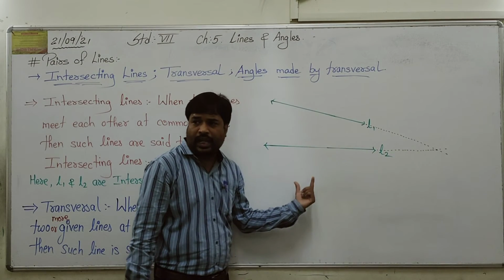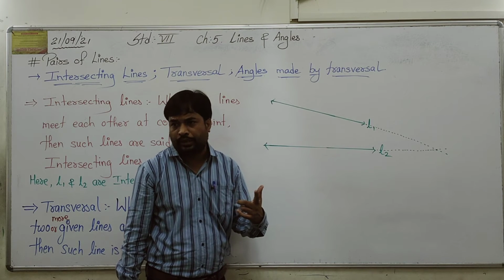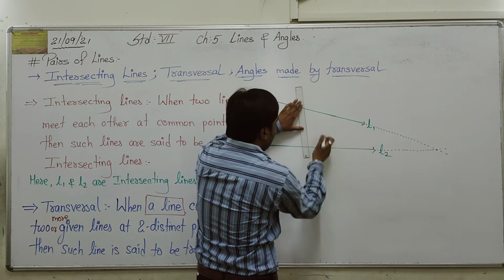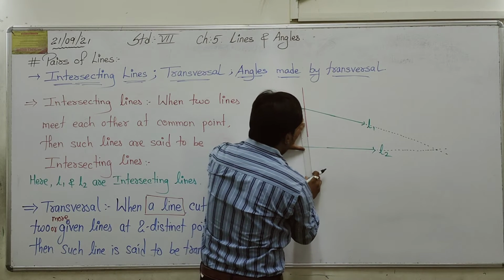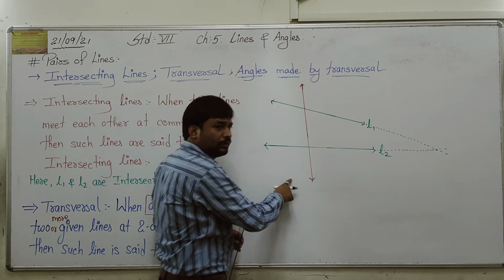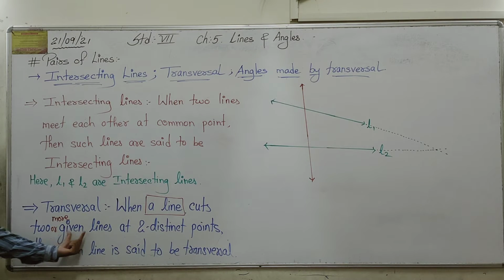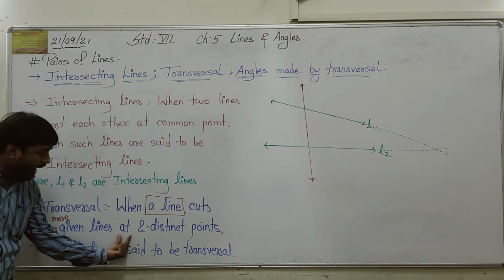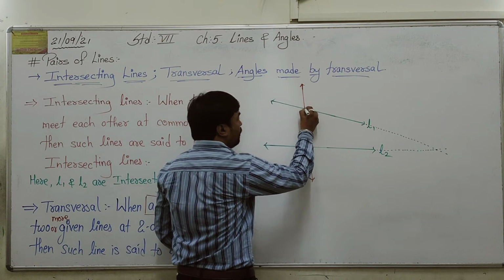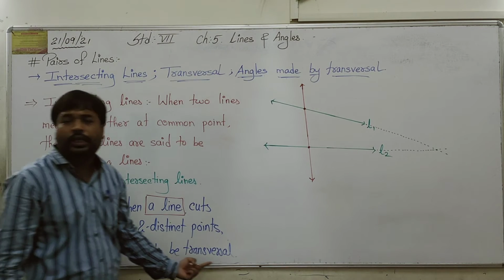So here, if I cut these two lines, L1 and L2, the condition is that it cuts both lines at the same time, right? So I cannot draw it like this. Understood? So how can I draw? You can see that the red line, that is a given line, is cutting. Which lines is it cutting? Two given lines, L1 and L2, at two distinct points. Distinct means different. Two different points. Here is your first point, here is your second point. Here is the first point, here is the second point. Then such a line is said to be a transversal.